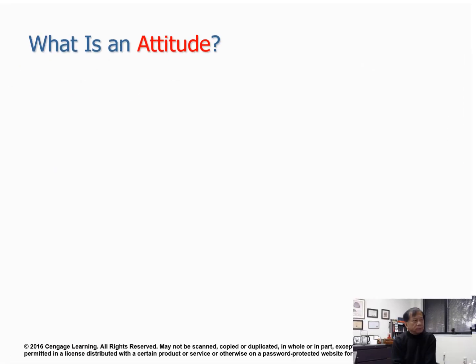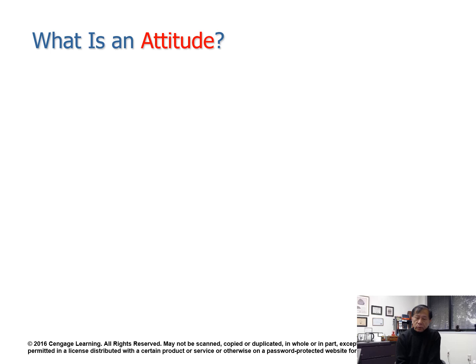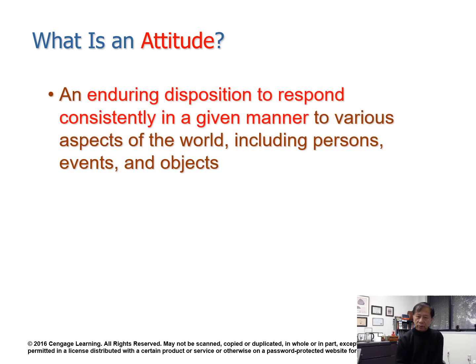That shows reliability and validity. Now let's talk about attitude. We all have attitudes. An attitude is an enduring disposition to respond consistently in a given manner to various aspects of the world, including persons, events, and objects. That's our attitude toward a person, toward an event, or toward an object.